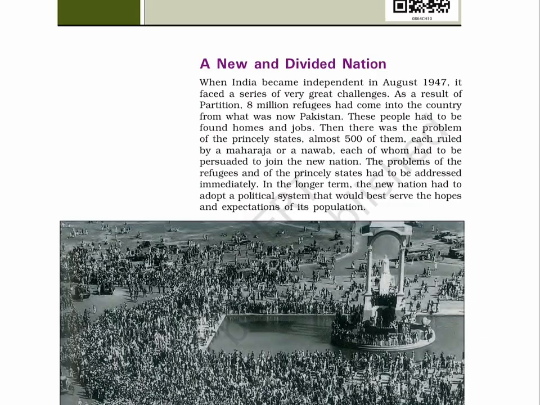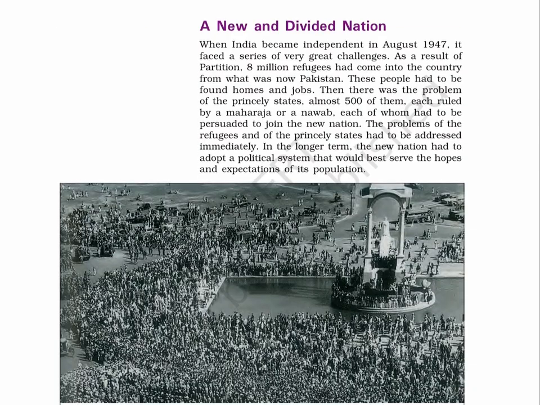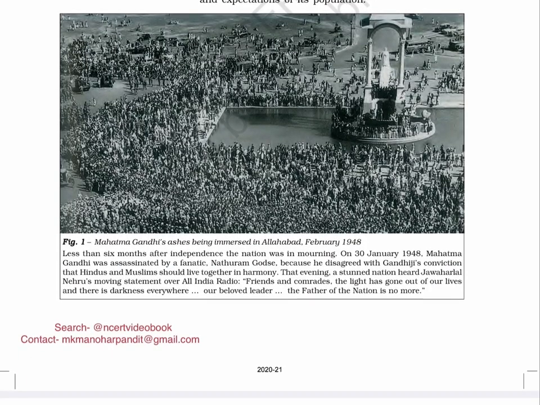In the longer term, the new nation had to adopt a political system that would best serve the hopes and expectations of its population. Figure 1. Mahatma Gandhi's ashes being immersed in Allahabad, February 1948. Less than 6 months after independence, the nation was in mourning.